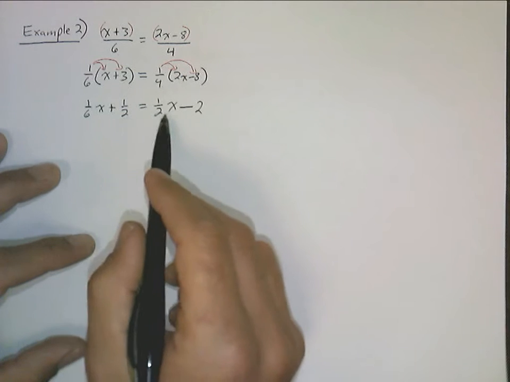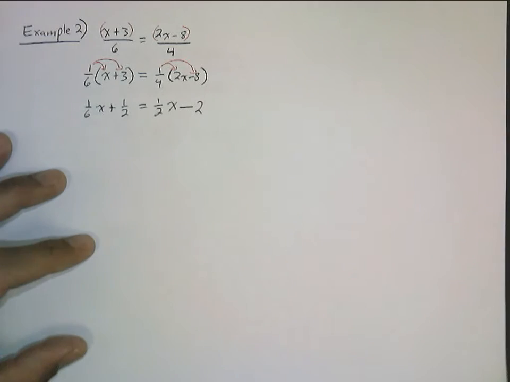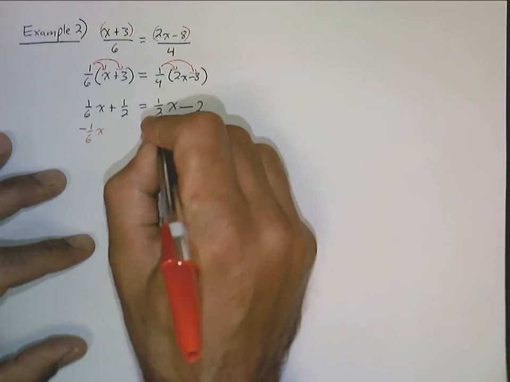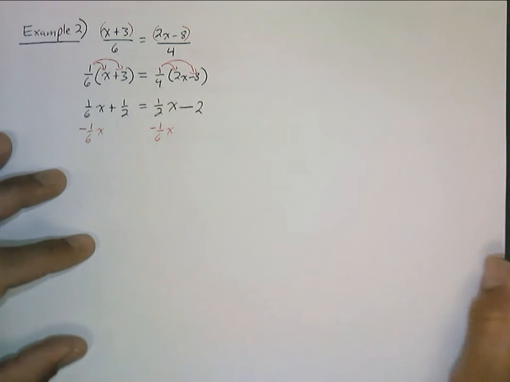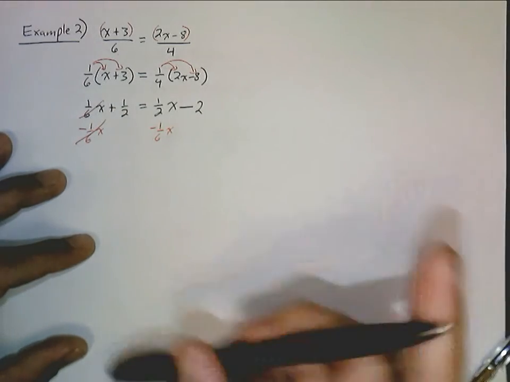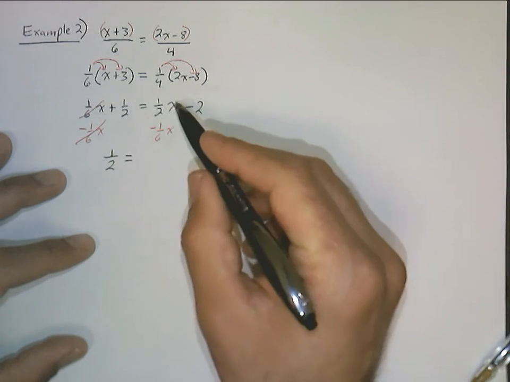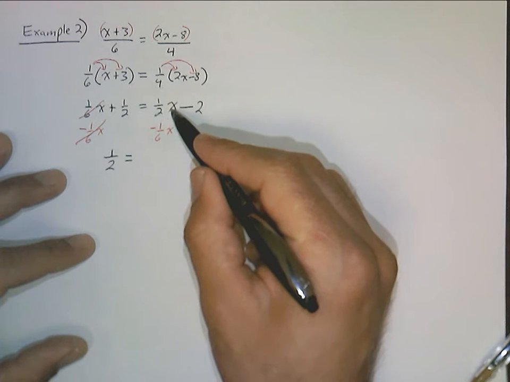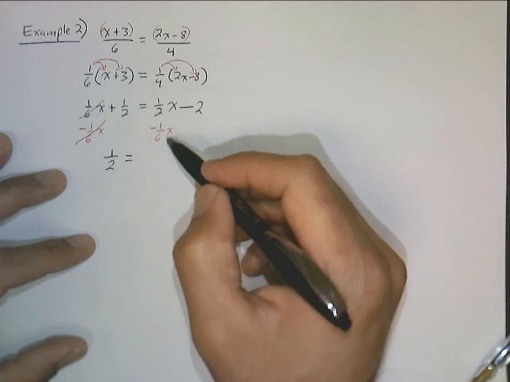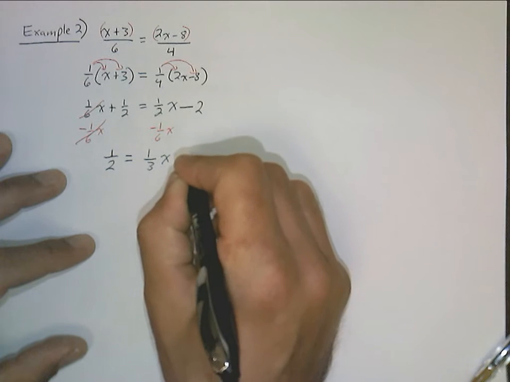Now we're back in the same old situation where we have our unknown on both sides, so we'll just get rid of them on one side. We subtract 1/6 x from this side, subtract 1/6 x from this side. These things are going to go away. And we have 1/2 on the left is equal to, well, let's combine these like terms. 1/2 x is the same thing as 3/6 x. Subtract off 1/6 x, and we're left with 2/6 x, or 1/3 x, minus 2.